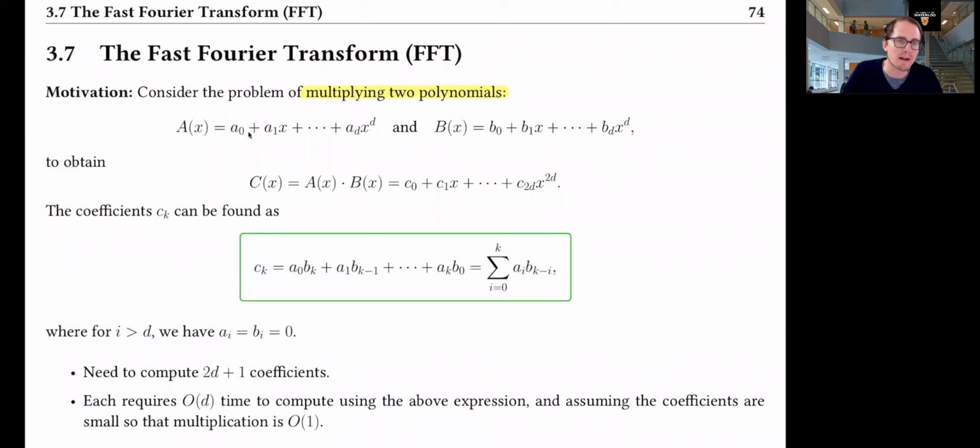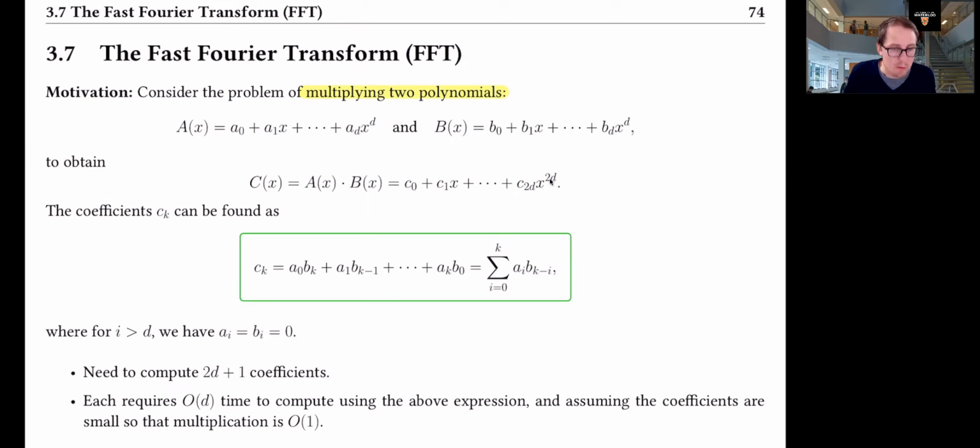So you have, let's say, A of x, a degree d polynomial with coefficients a0 through ad. B of x is a degree d polynomial with coefficients b0 through bd. And we want to obtain the polynomial that you get by taking the product of A and B, which is going to be a polynomial with some other coefficients and with the highest degree of 2d.